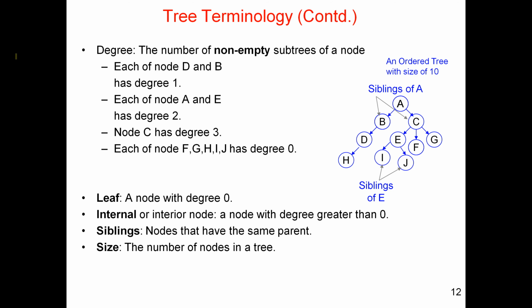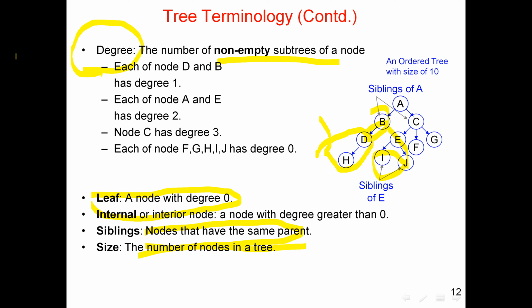Now, coming to a very important term, degree. What is a degree? The number of non-empty subtrees of a node. Like each of the nodes D and B has a degree of 1. You can see D has only 1 subtree, and B also has 1 subtree. Node A has degree 2 because it has 2 subtrees. So you can understand that a leaf is a node with 0 degree. You may have internal nodes and so on. Alright, so you have come across the degree of a tree.